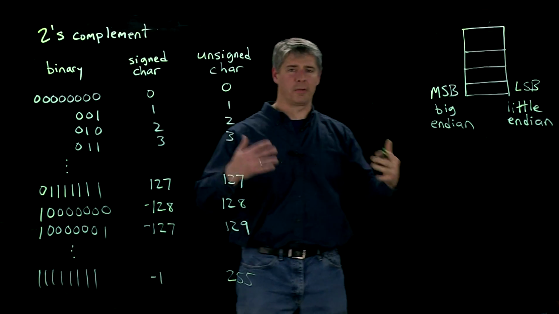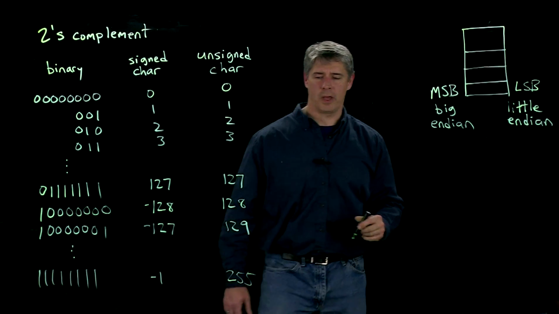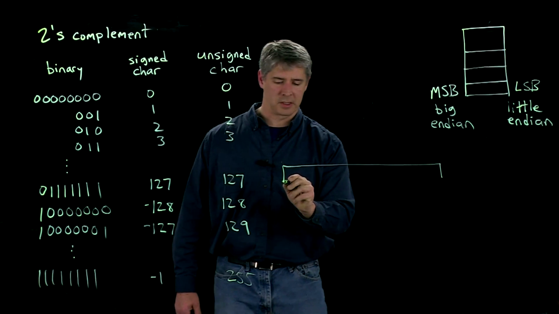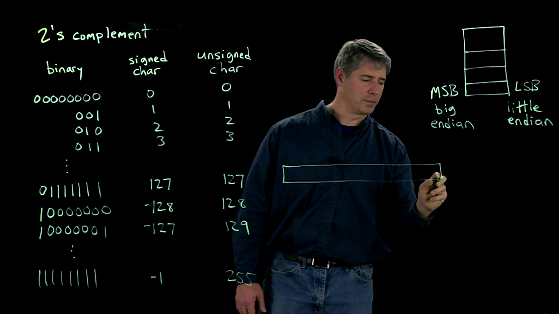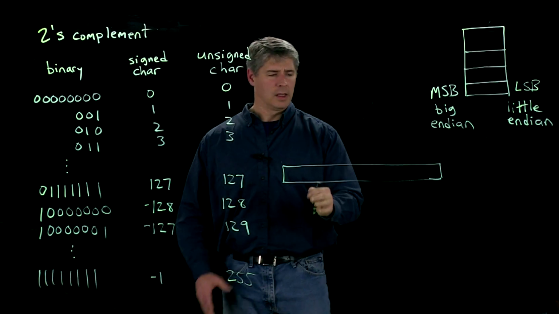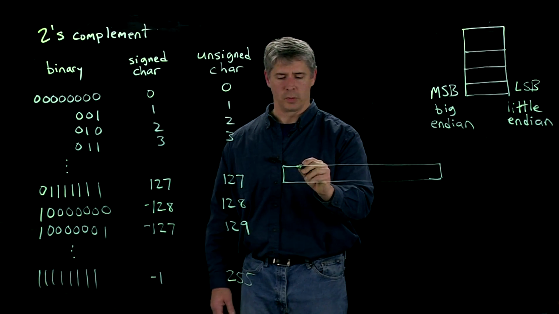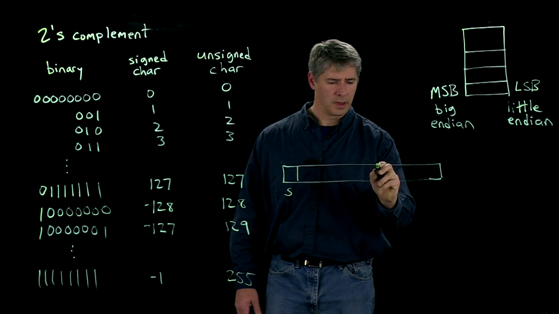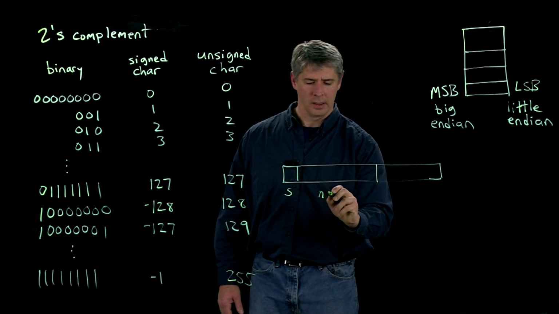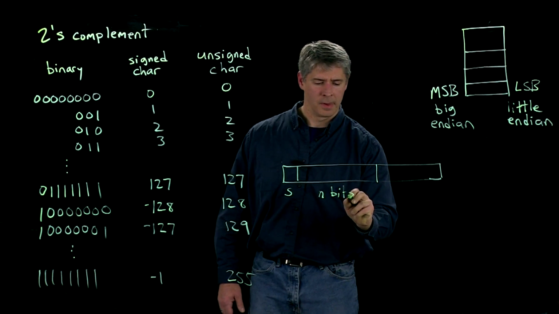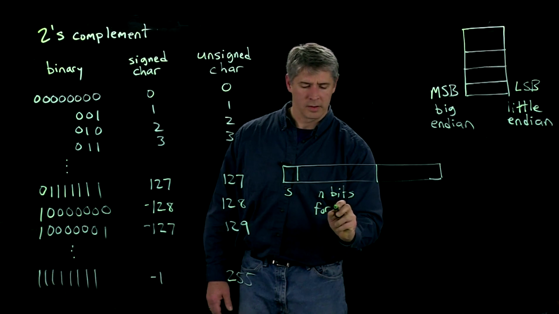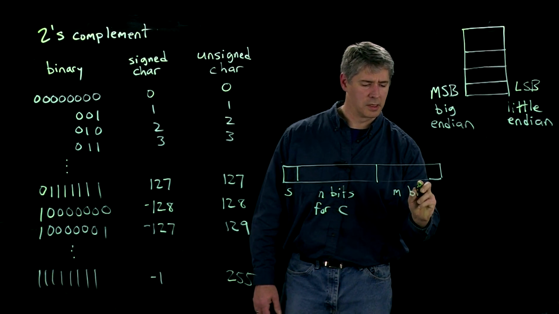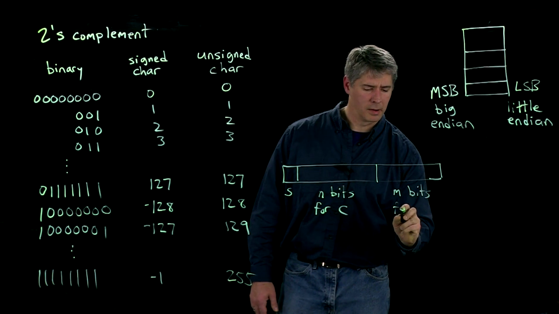Now if we want to talk about how to represent floating point numbers, the way they're usually represented, and here now I'm going to write out the 32 bits of a float, for example. These 32 bits get partitioned into one sign bit. I'll call that S. Then there are n bits for C, which I'll explain in a second. And then there are m bits for B.